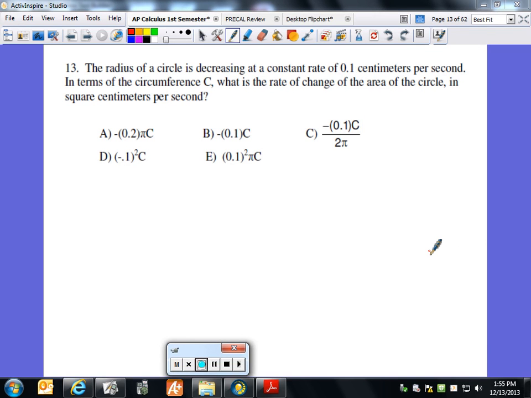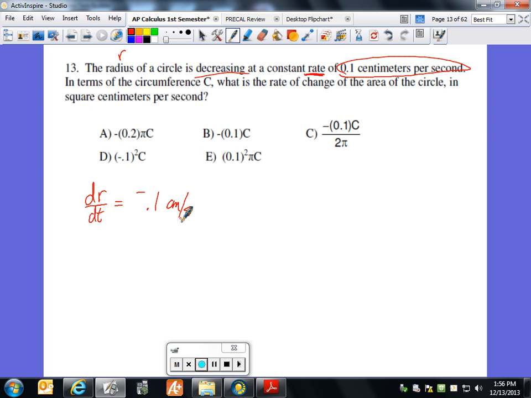Number 13 says the radius of a circle is decreasing at a rate of 0.1 centimeters per second. So rate should show you you're talking about r, specifically dr/dt. So these are related rates. And it's decreasing, so it's a negative 0.1 centimeters per second.